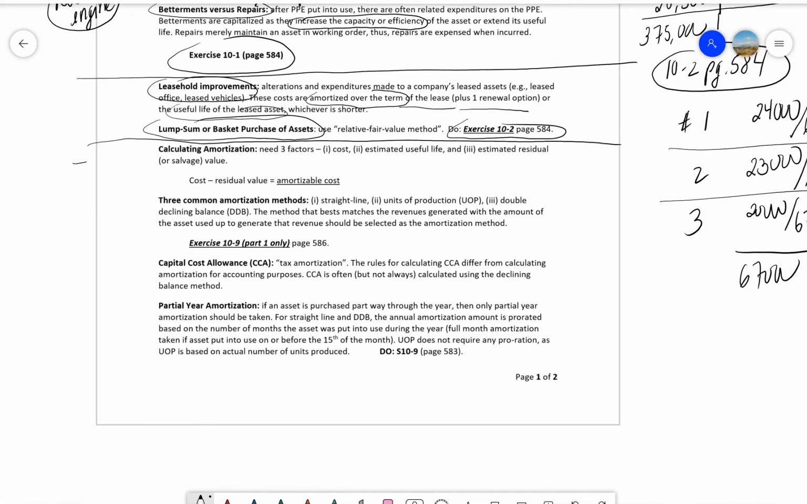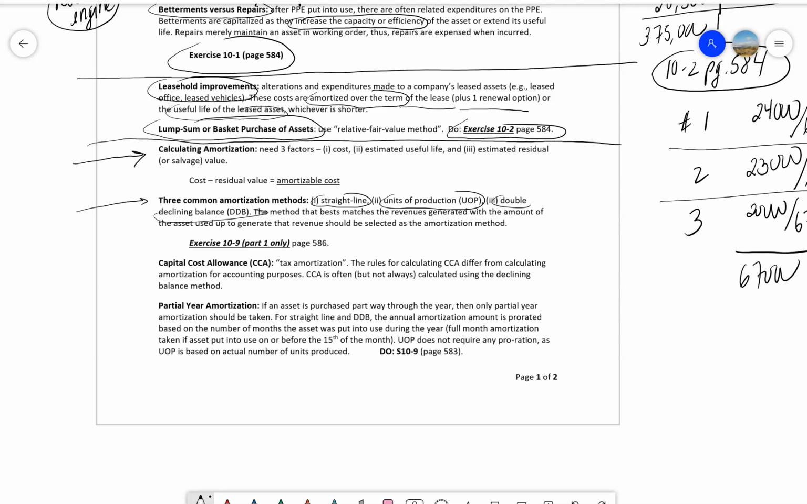So in the textbook, there are 3 methods to calculating amortization. And the 3 methods are straight line, units of production, and double declining balance. Now, companies can use any of these 3 methods when they're calculating amortization expense, but they should be using the one that best matches the use of that asset.